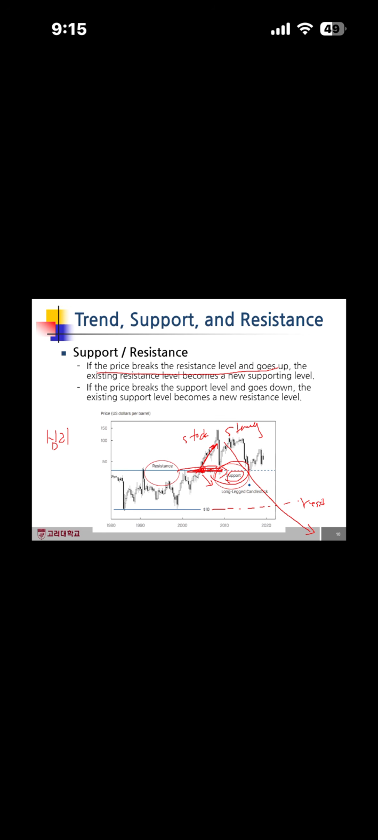And the opposite situation can also occur. If the price falls below a support level, that support level may become a new resistance level in the future. These role reversals are frequently observed in financial markets, which is why technical analysts closely monitor breakouts of support and resistance levels.